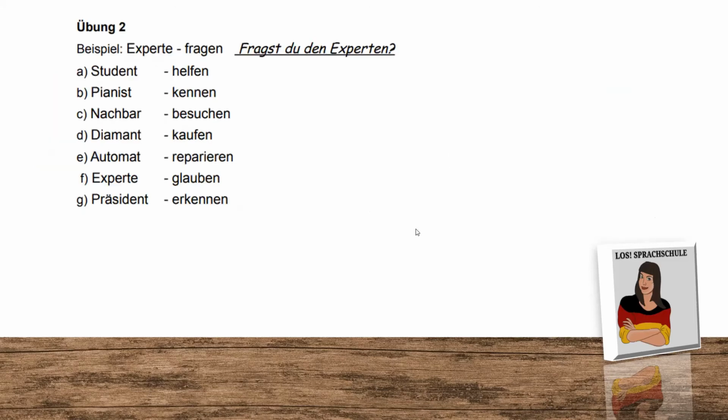And our second exercise for today, the last one. Here you have to decide also if it's dative or accusative. Let's see the example. Experte fragen. Fragst du den Experten? Are you asking the expert? Of course, this is accusative, and we have the -en here for the declination. If you want, you can press pause and continue this exercise.